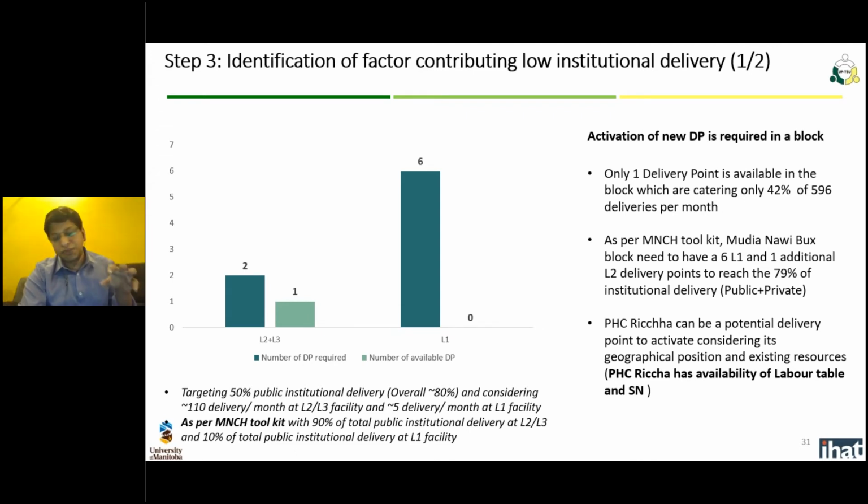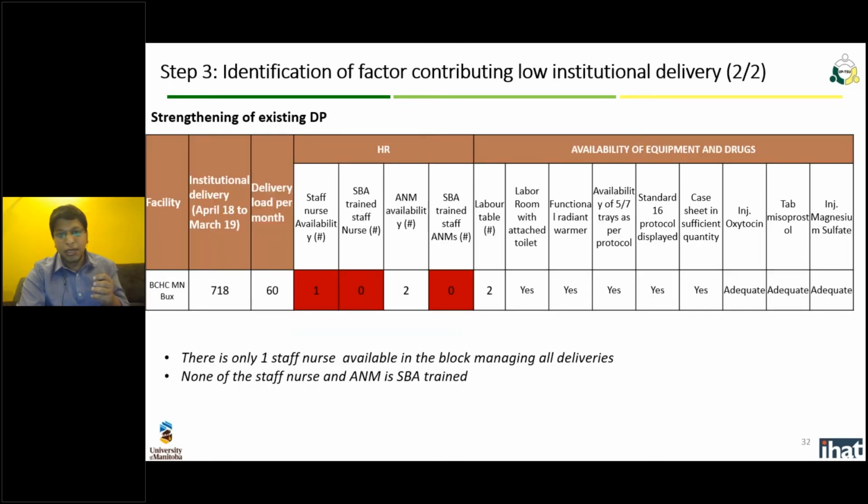So UPHMIS actually helped in identifying these kinds of nuanced gaps within the system, not only programmatic gaps, but also gaps in system availability as well as quality, which can further lead to enhanced outcomes. Here again, even if the existing delivery point is there, do we have the staff nurses or not, and even if we have them, are they trained or not? I think these are important points for any decision maker to see.